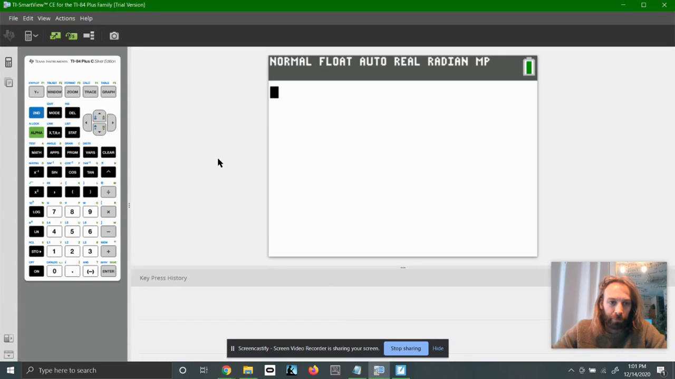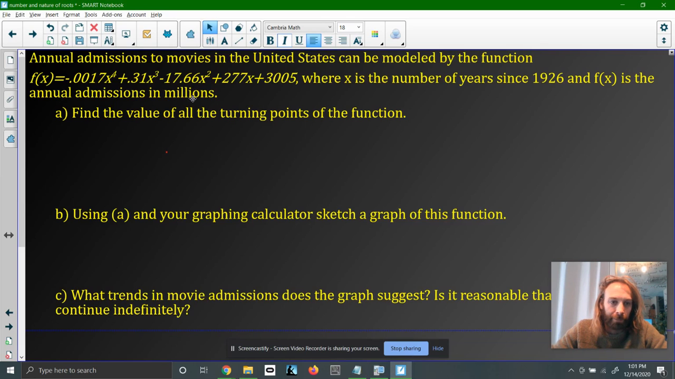Hey everybody. So today I just wanted to show you how to go about using your calculator to help answer questions like this one. This was a question in my video I want you to watch, that's also in this assignment, where we're given some really messy looking x to the fourth problem. And this represents a model where X is the number of years since 1926, and f of X is the annual admissions to movies in the US in millions.